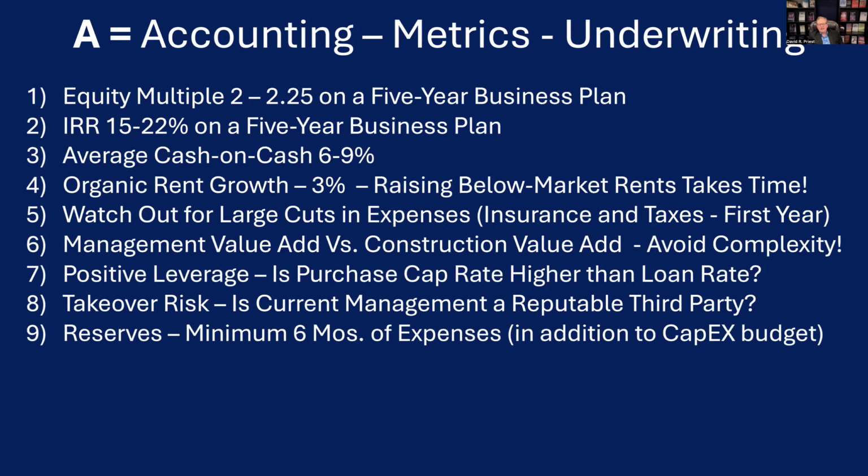Reserves. You want a minimum of 6 months of expenses, and this is in addition to the CapEx budget. So if basically the expenses are $50,000 a month, you want 6 months, so you want $300,000.